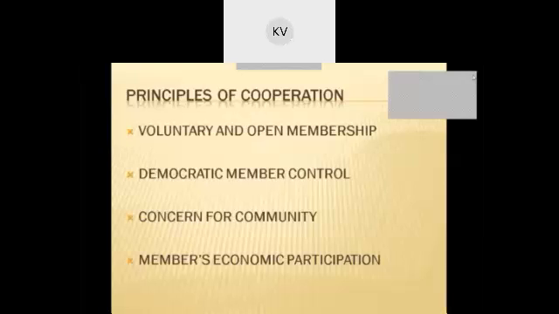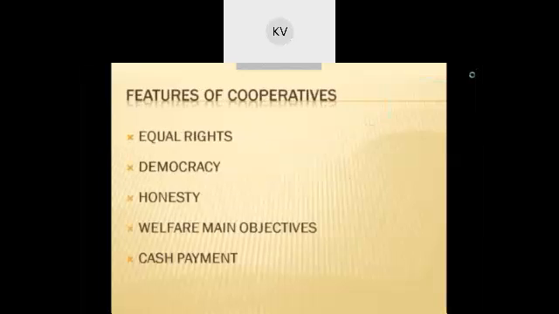And then members' economic participation. Members contribute equally and democratically control the capital of the cooperative. This benefits members in proportion to the business they conduct with the cooperative rather than the capital invested. So whatever they invest, they have to follow the principles.